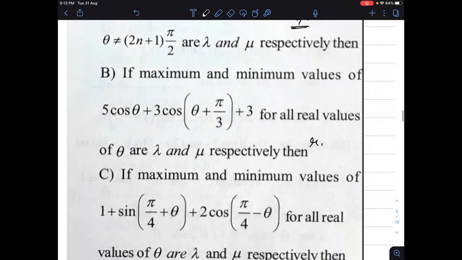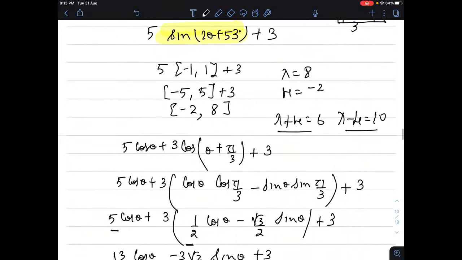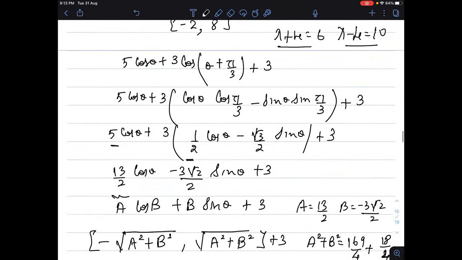Just comment yes in chat box if it is clear to you. Start commenting yes in chat box if it is clear to you. Hello everyone, are you guys getting? Great Shreya. What about others? Great Ojas, great Bijendra.